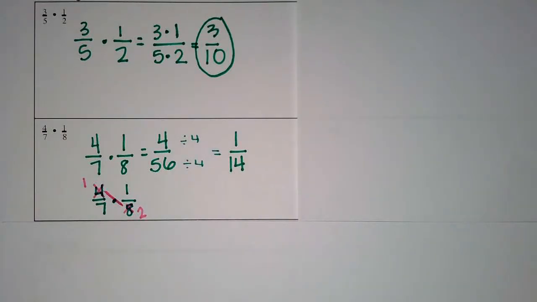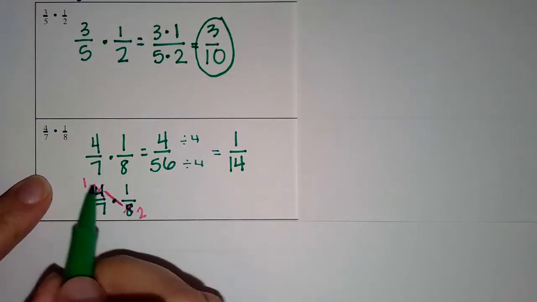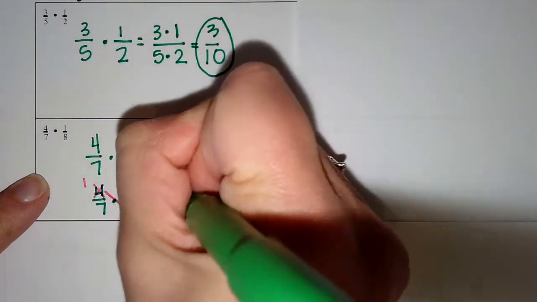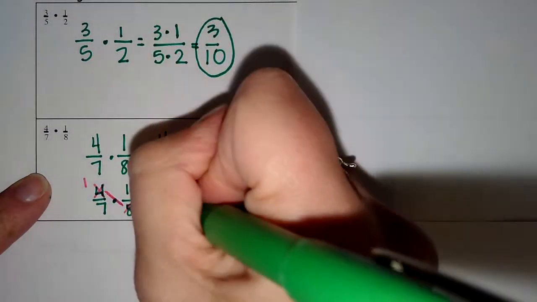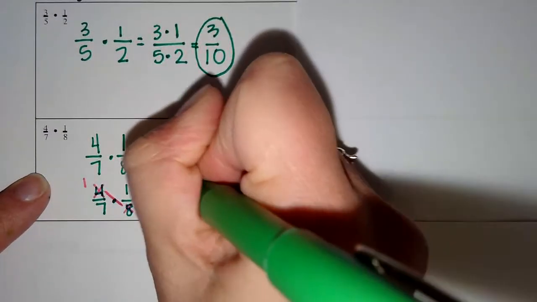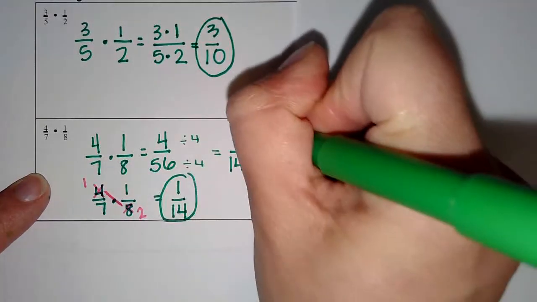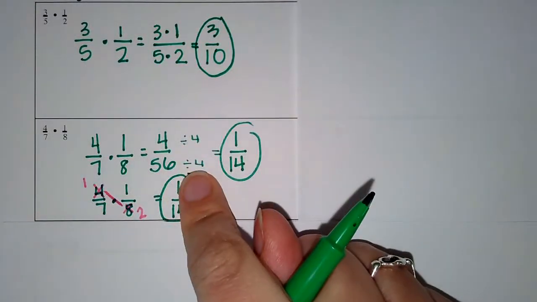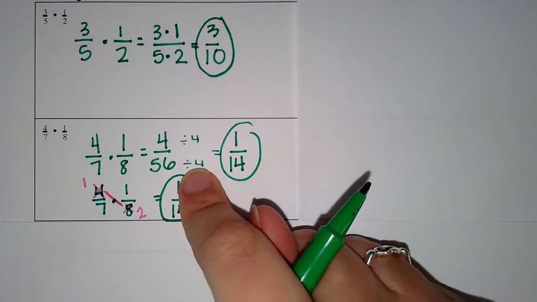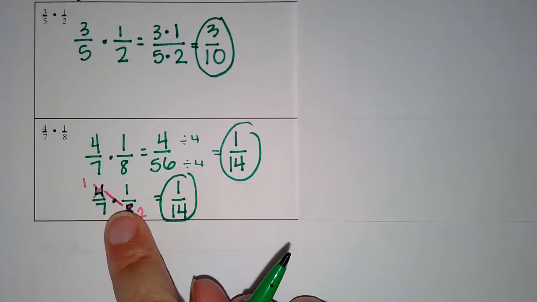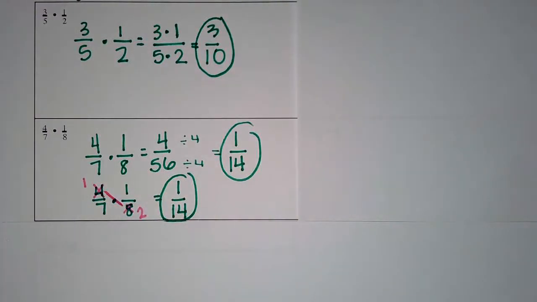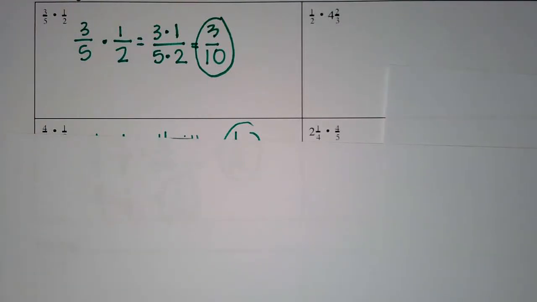Now I multiply across my new numbers. 1 times 1 is 1. 7 times 2 is 14. I get the same answer both times, whether I simplify at the end or before I even get started. Either option works. Do what works best for you. All right, let's move on here.